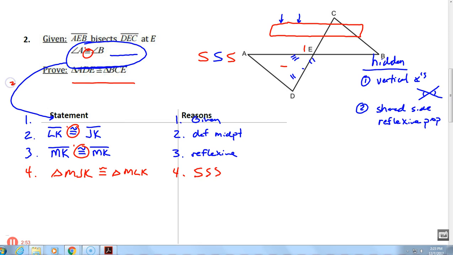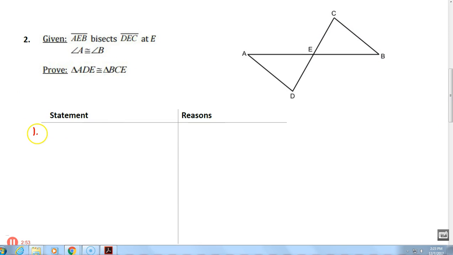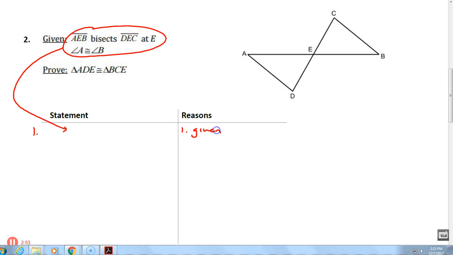So number 2, basically you regurgitate the given, you grab all this stuff, you come down here, you say given. I notice the picture is not marked, so I do see a congruency statement. Angle A and angle B are congruent to each other, so let's mark that. So I have an A.